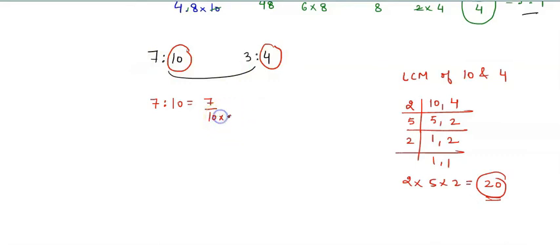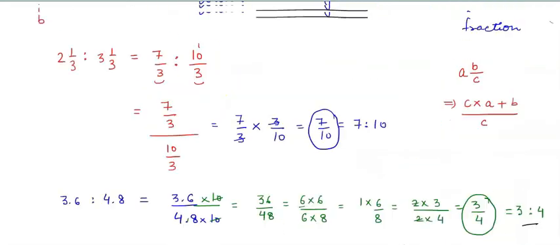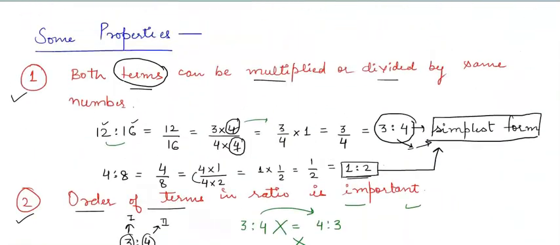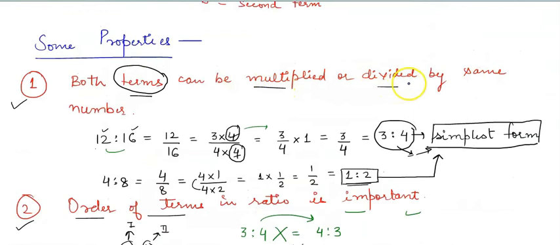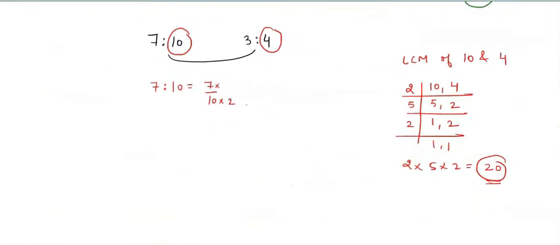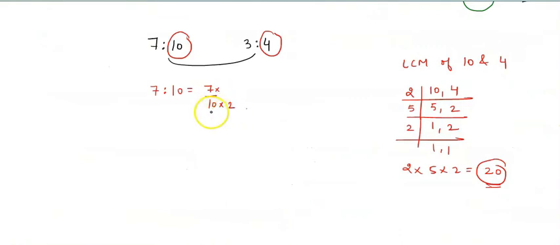So 10 into 2 will be 20. Now you must remember property number 1. And what's that? Both terms can be multiplied or divided by the same number, right? So if we multiply the denominator with 2, then we also have to multiply with 2 in the numerator. So this comes out to 7 into 2, that is 14, divided by 20.